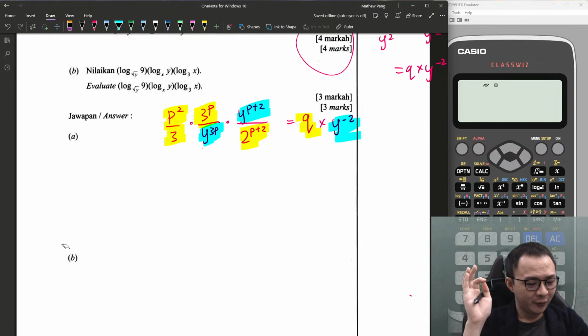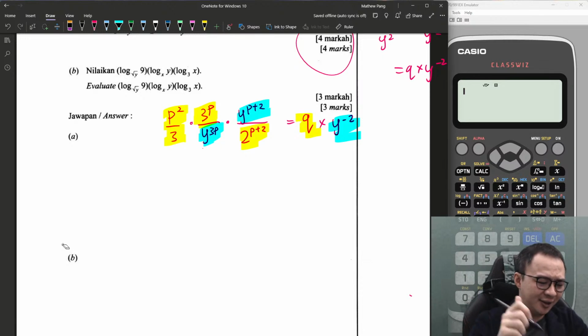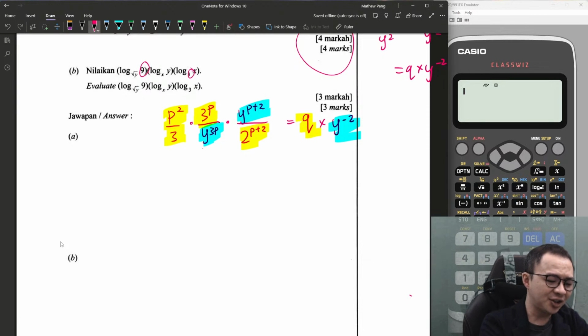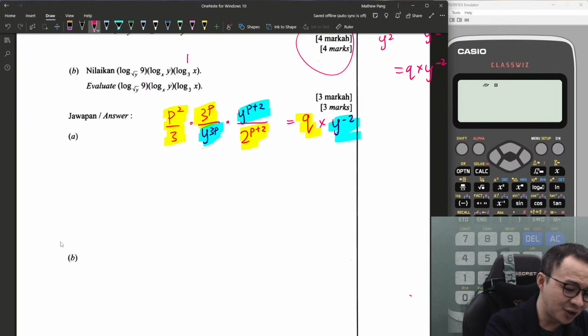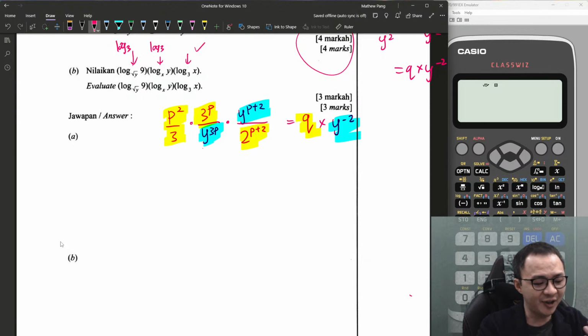Okay, so what we want to do here is I think we change everything to base 3, lah. Base 3 is good, right? I see something like 9 and 3, so I change everything to base 3. This one is log base 3. This one no need to change. This one needs to change to log base 3, and this one also needs to change to log base 3. Okay, I make everything log base 3.